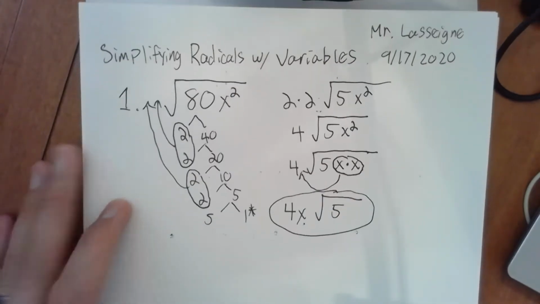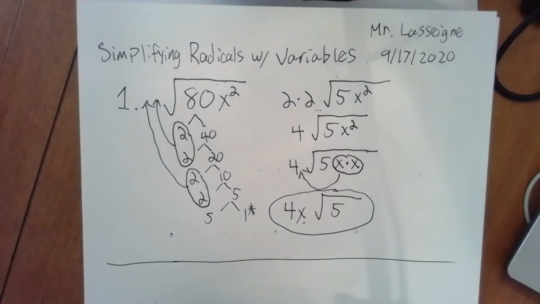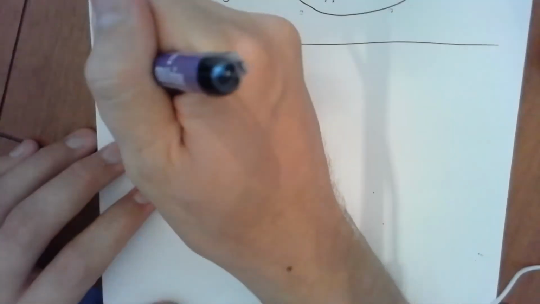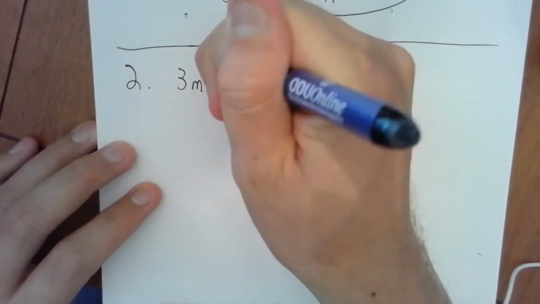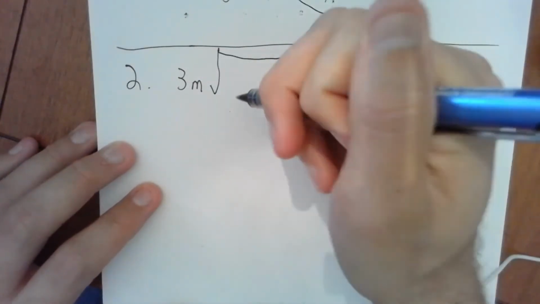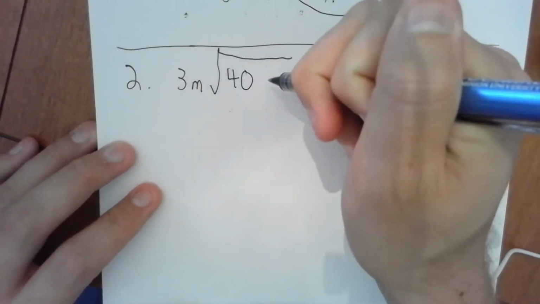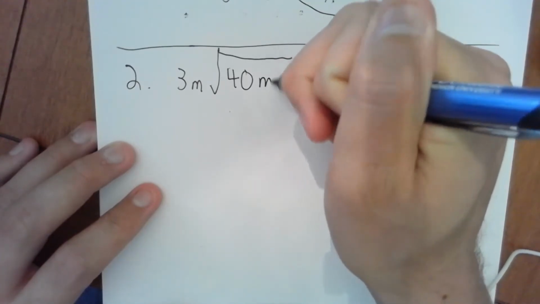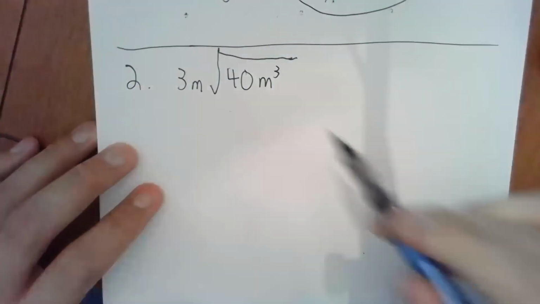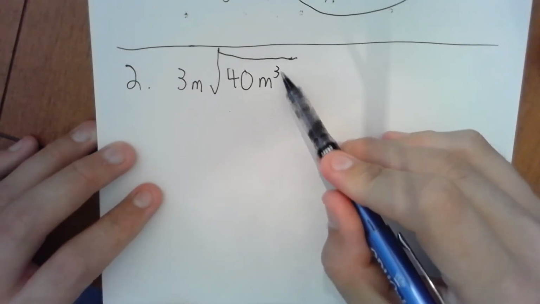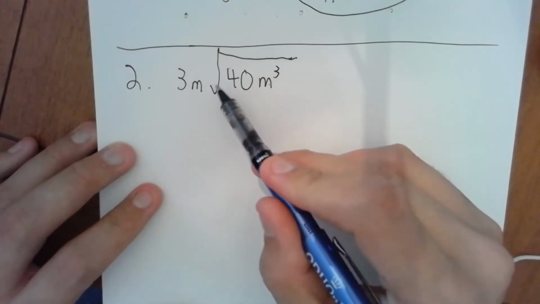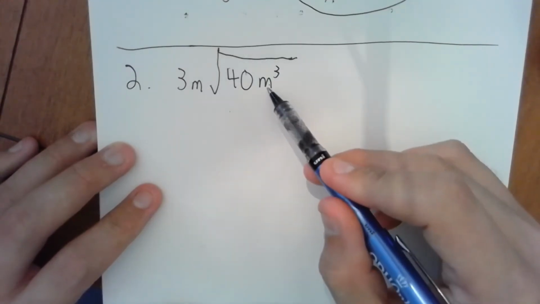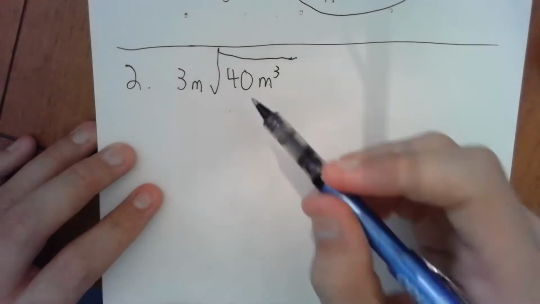Okay, let's do a couple more. Move my camera down. Alright. Number 2. We have 3m times the square root of 40m cubed. Now don't let this exponent confuse you. That cubed only belongs to the m. It does not make this a cube root. This is still a square root. It just happens that our variable has an exponent of 3 attached to it.